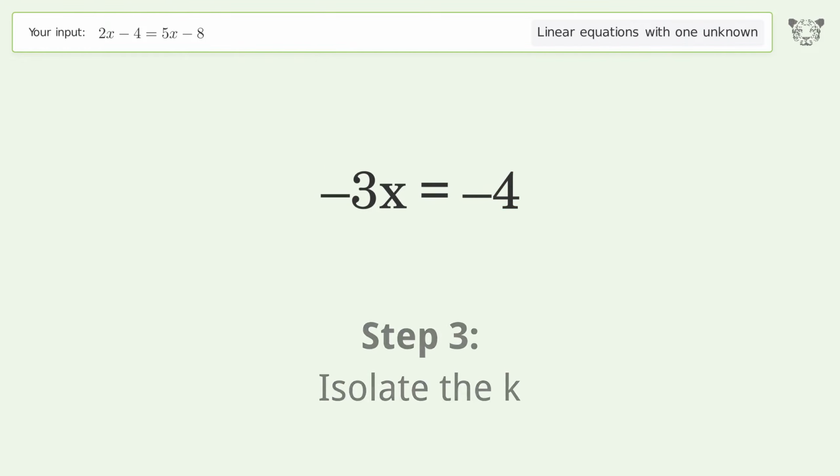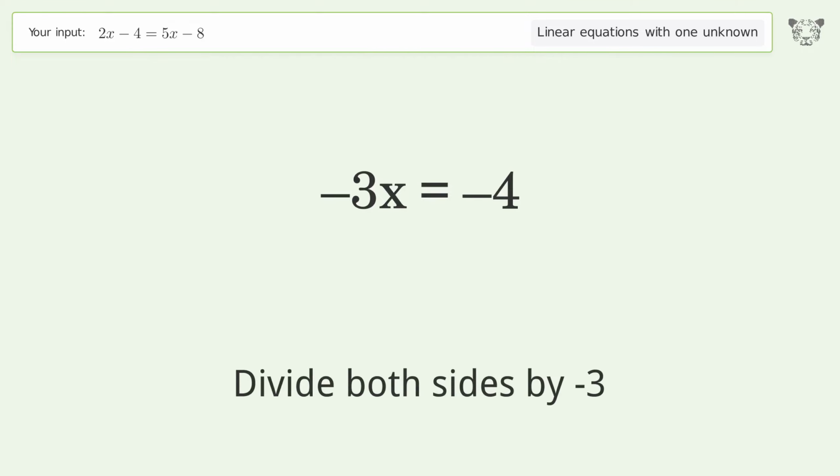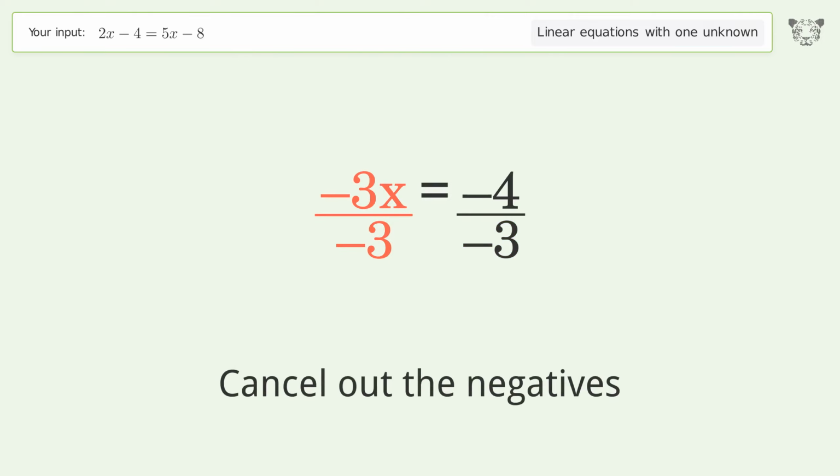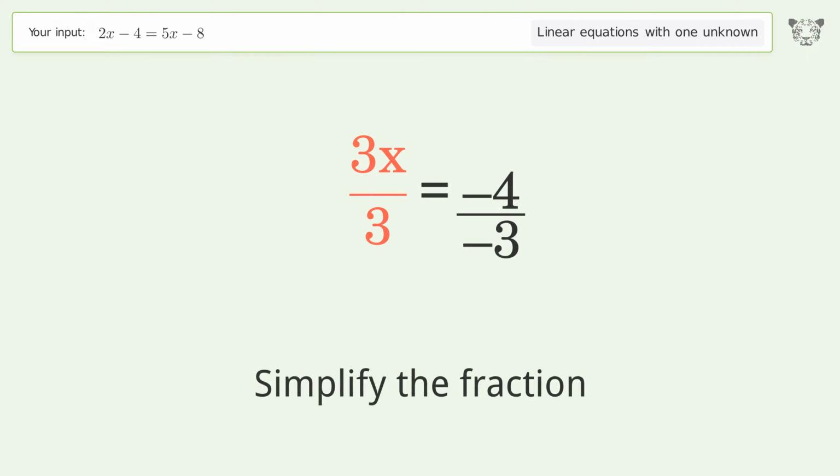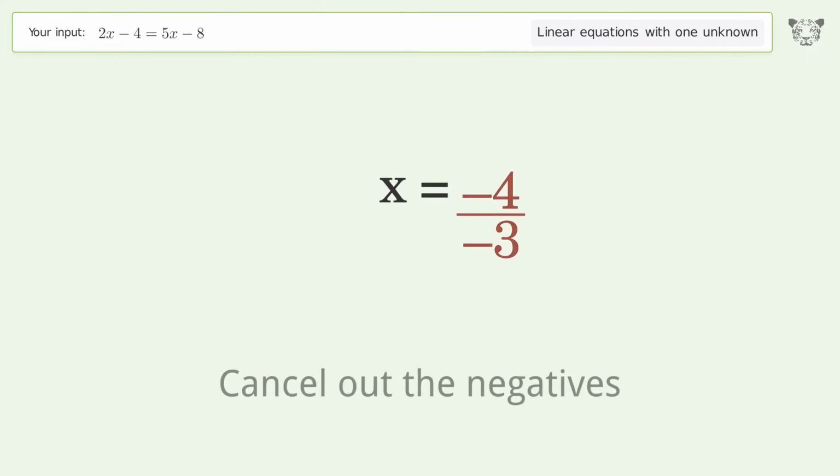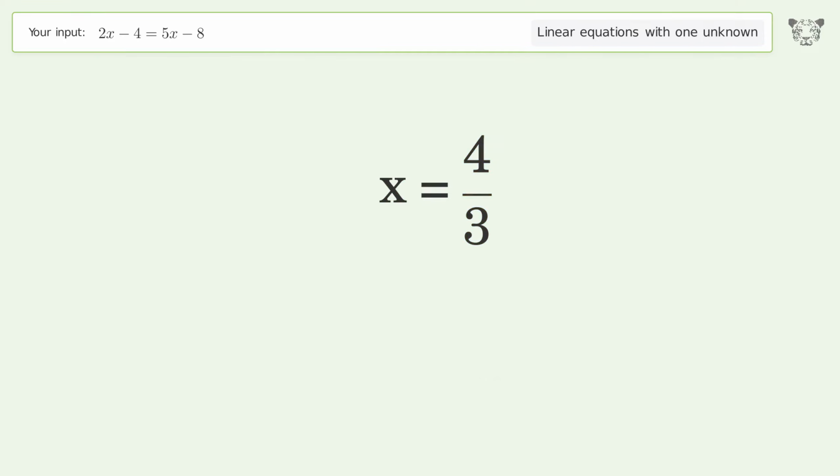Isolate the x. Divide both sides by -3. Cancel out the negatives. Simplify the fraction. Cancel out the negatives. And so the final result is x equals 4/3.